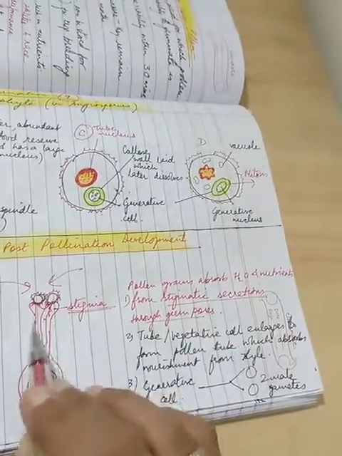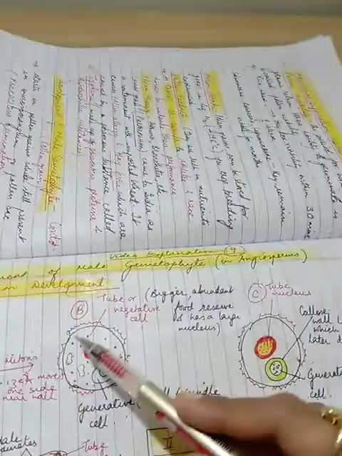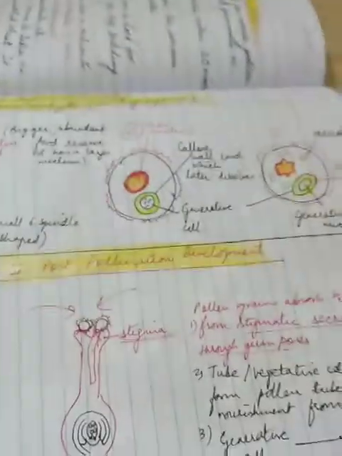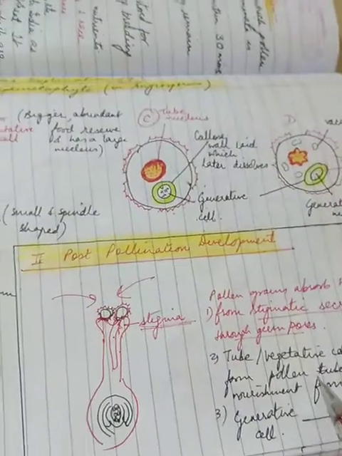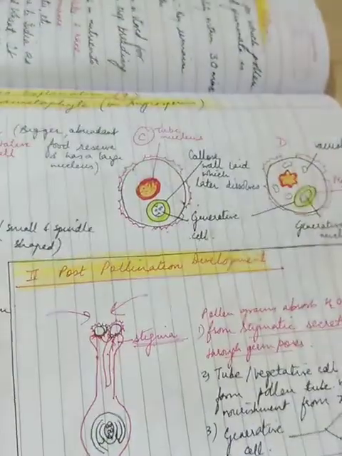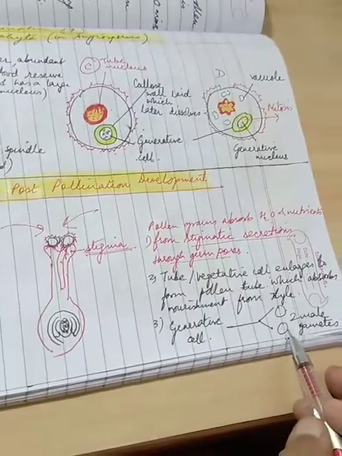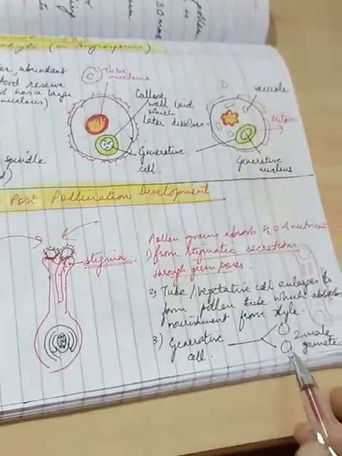As a result, the tube or vegetative cell, that is the bigger cell, right? This bigger cell will enlarge to form the pollen tube, and this is happening after the absorption, through the style. Finally, the generative cell has already divided into two male gametes. So this is what I told you children.